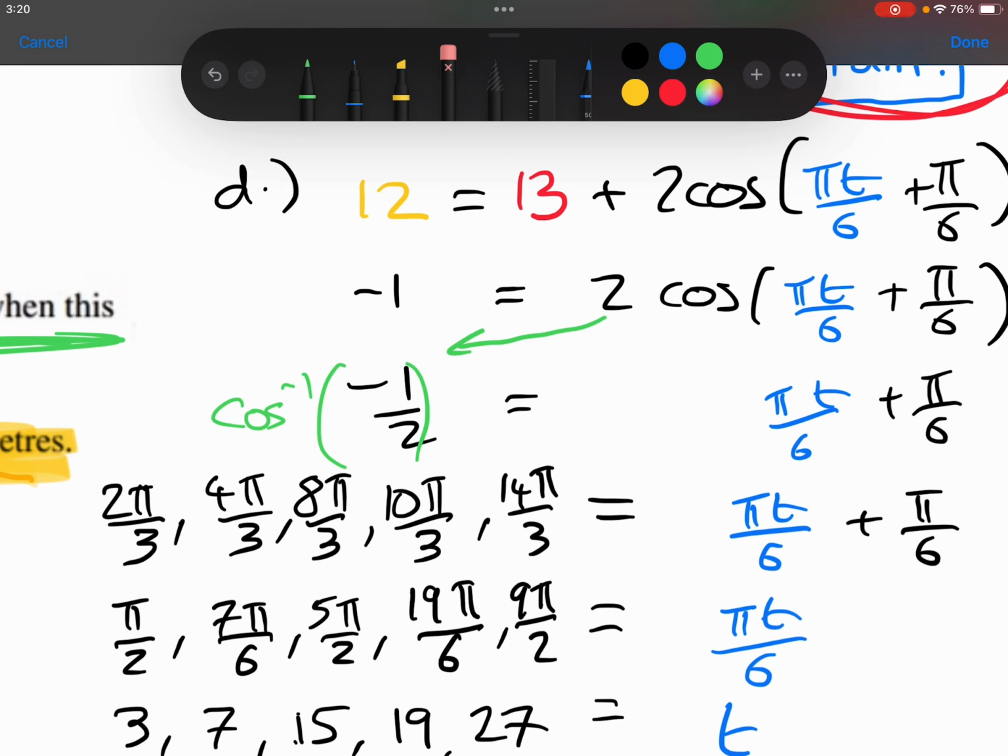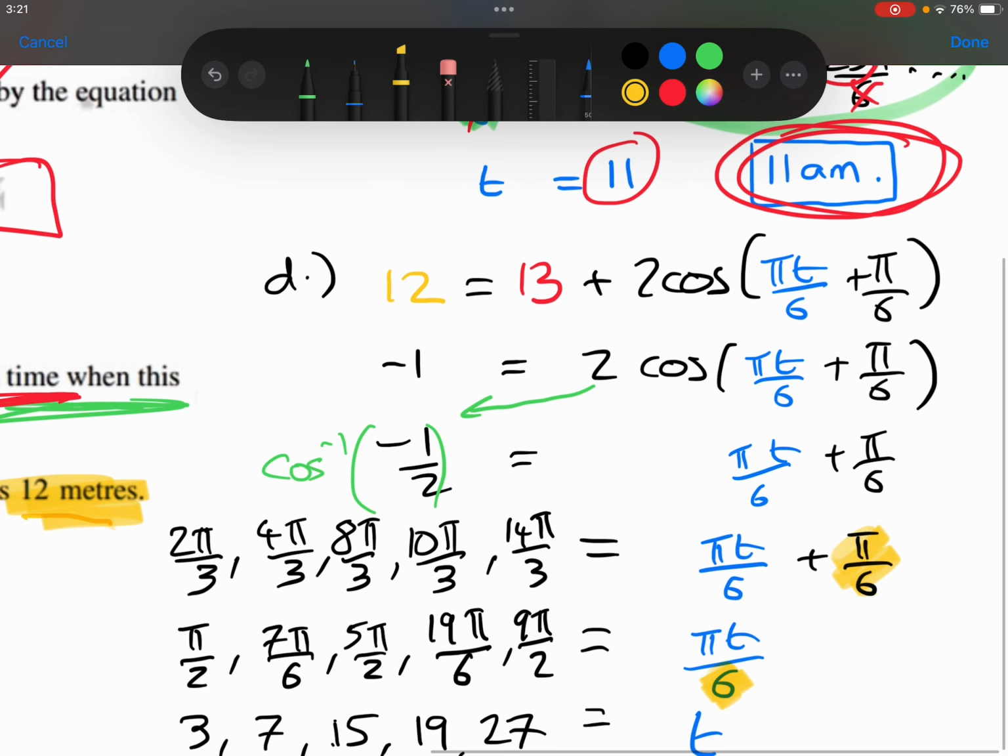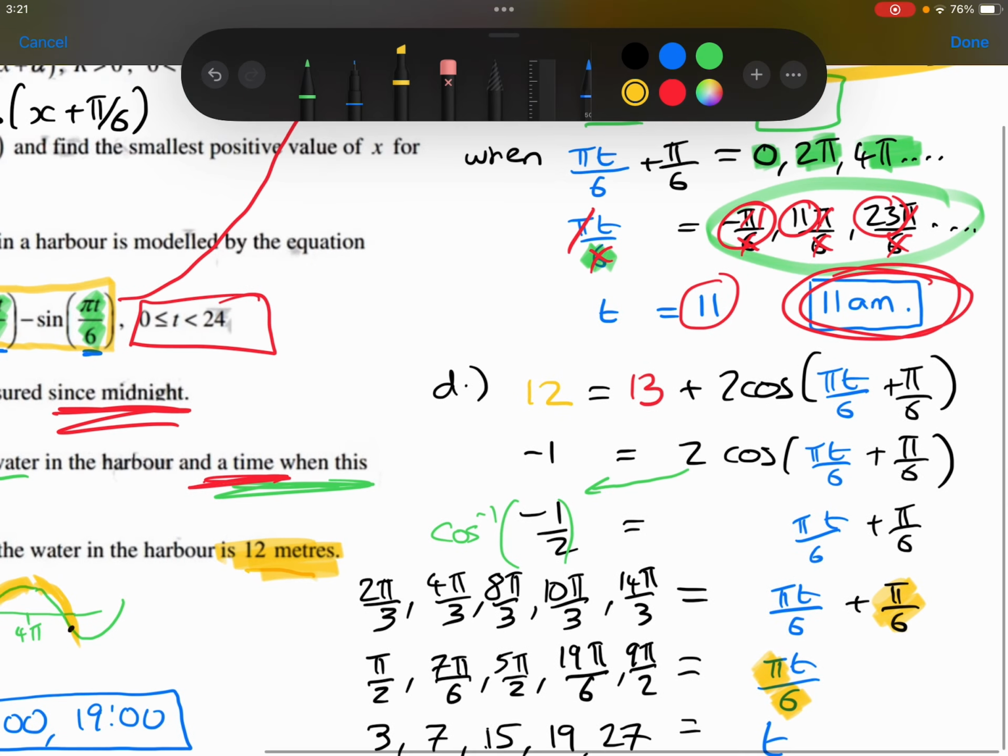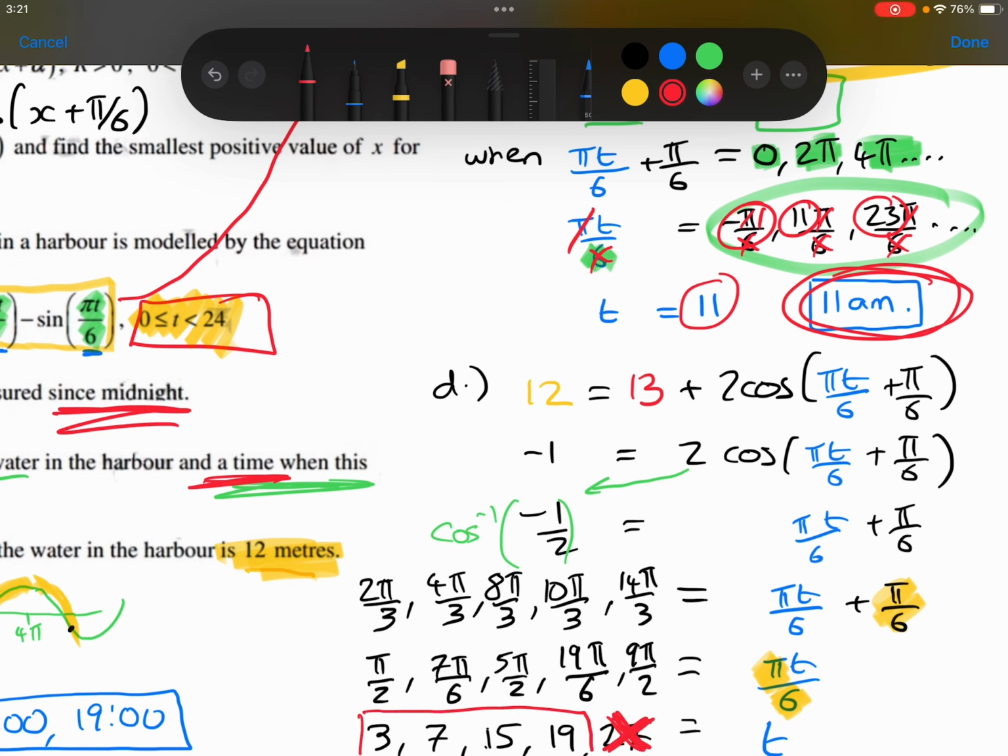Next, I've subtracted the pi over 6 from both sides. So subtracted pi over 6 from each of these answers. Then I'm going to times everything by 6 to get rid of this. And then I'm going to divide everything by pi, and that gives me the values of t as 3, 7, 15, 19, and 27. Just going back to check to see if I've found too many solutions or not enough solutions. Remember, t should have been between 0 and 24. So that answer of 27, I didn't need that, but better to find too many solutions than not enough. So I'm going to cross that solution off. So t is 3, 7, 15, or 19.